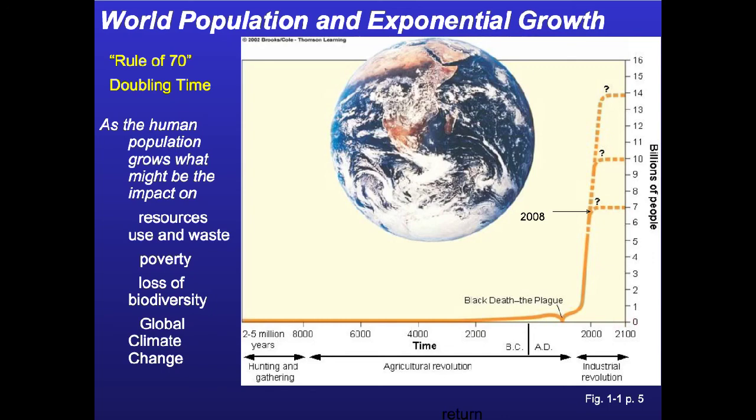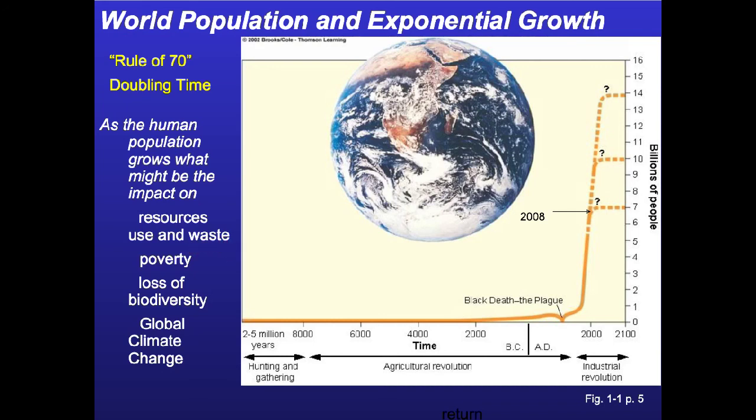Now, where do you think that it's going to be in the future? Do you think it's going to continue to increase, go up to 14 billion? Do you think we're going to hit some type of plateau somewhere around 10 billion? Or what? But the reason why this is such a huge problem is because as our population increases, how are we going to handle our resources? We only have a limited amount of resources.